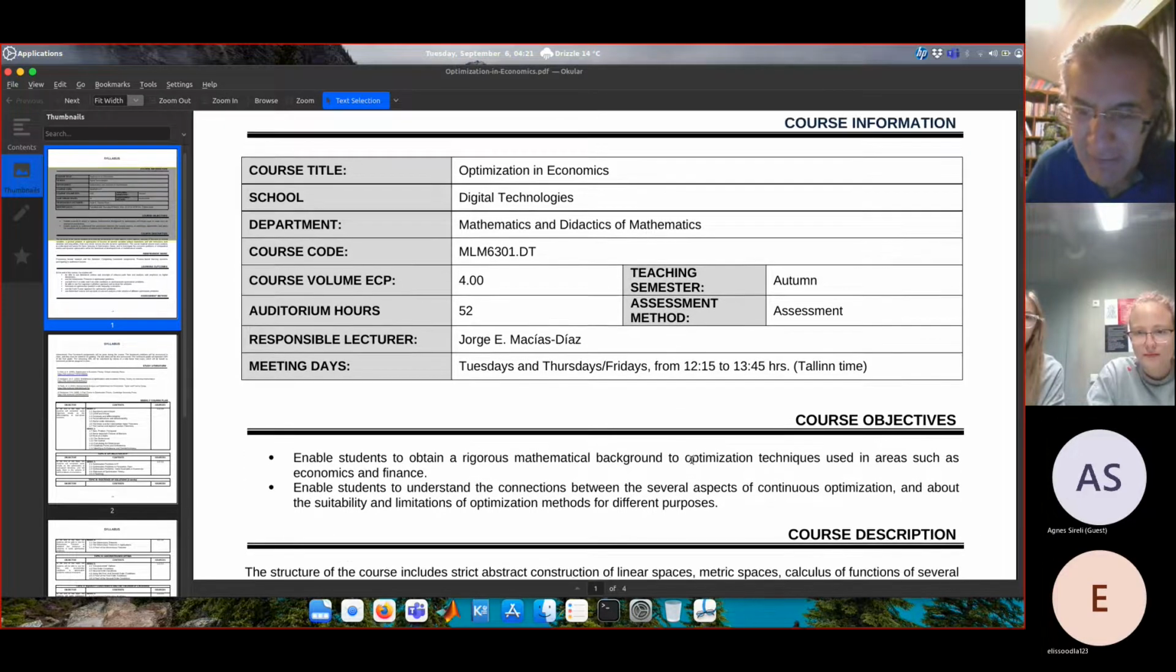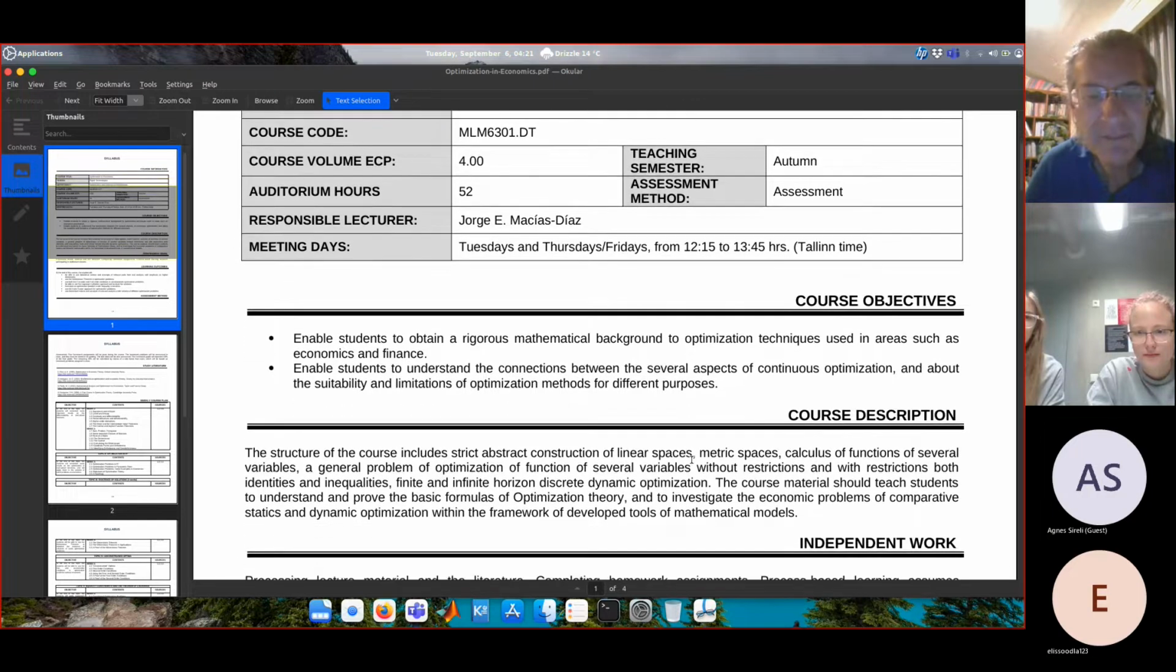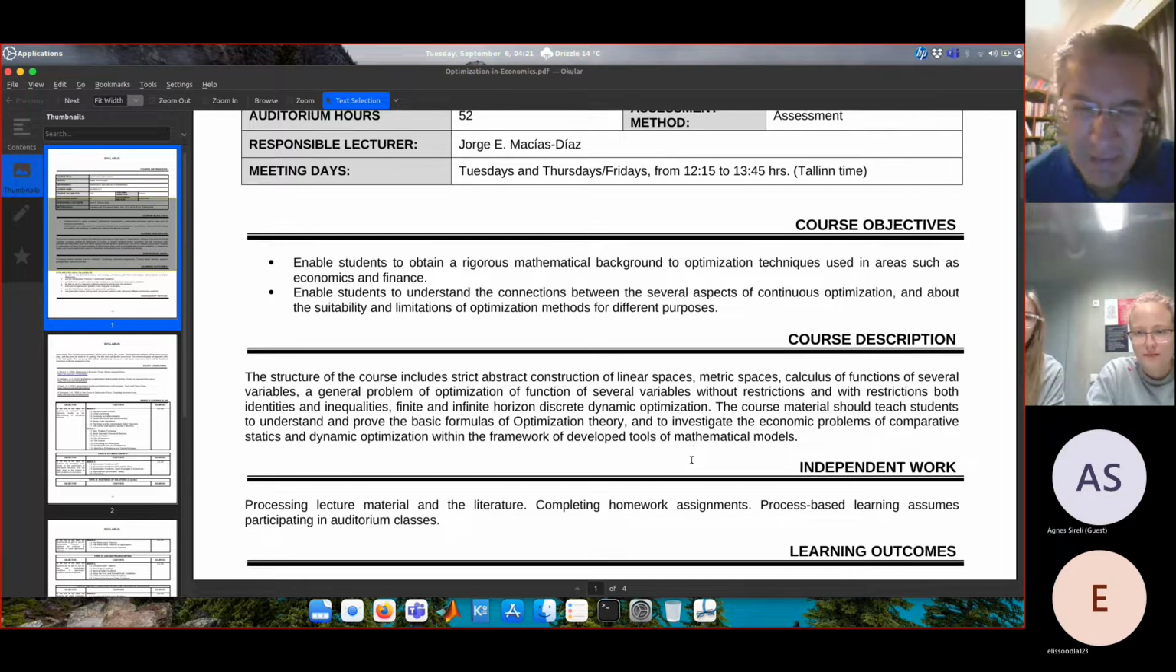All right, so I'm going to read the course objectives. And this time I'm going to let you read also. The objectives are to enable students to obtain a rigorous mathematical background to optimization techniques used in areas such as economics and finance, and to enable students to understand the connections between the several aspects of continuous optimization and the suitability and limitations of optimization methods for different purposes.